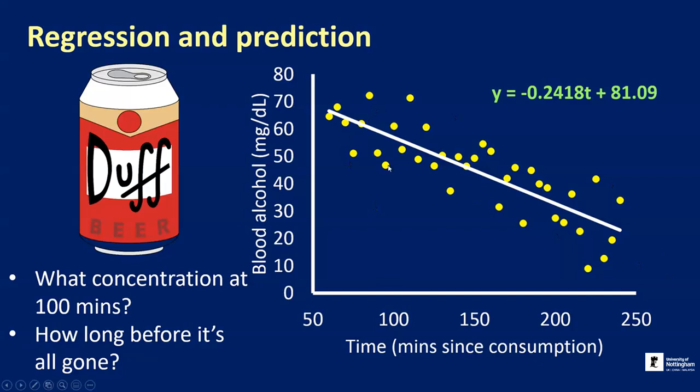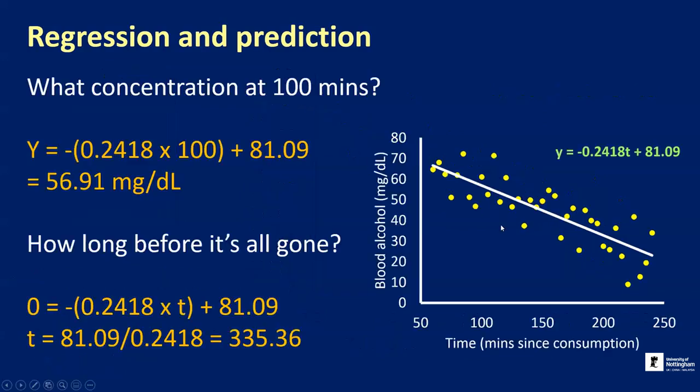It looks from the data like we've got a nice negative relationship. We can calculate the equation of that relationship: blood alcohol equals 81.09 minus 0.2 times time. Once we have that relationship, we can start to ask predictive questions. So we could say, if you go out and drink a can of beer, how much blood alcohol will you have left after 100 minutes or 200 minutes? Using this equation, we can say, on average, what we would expect a person to show in terms of blood alcohol after a particular time.